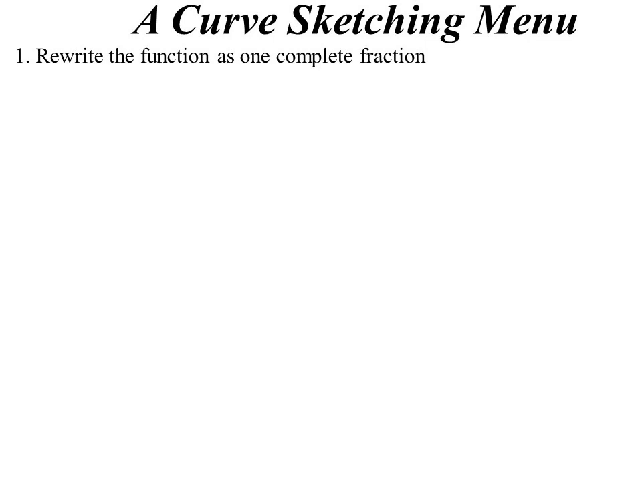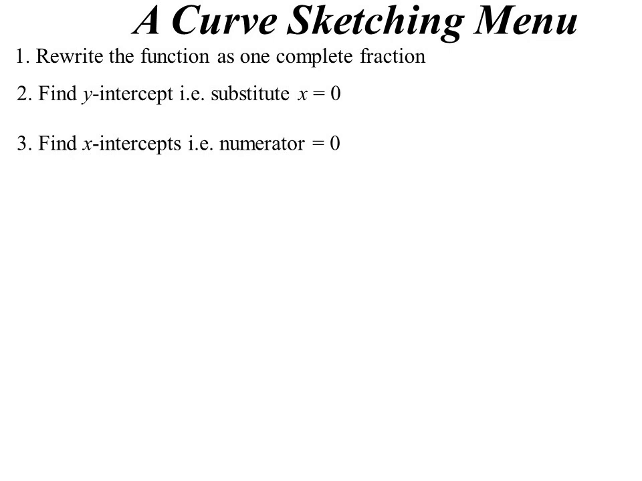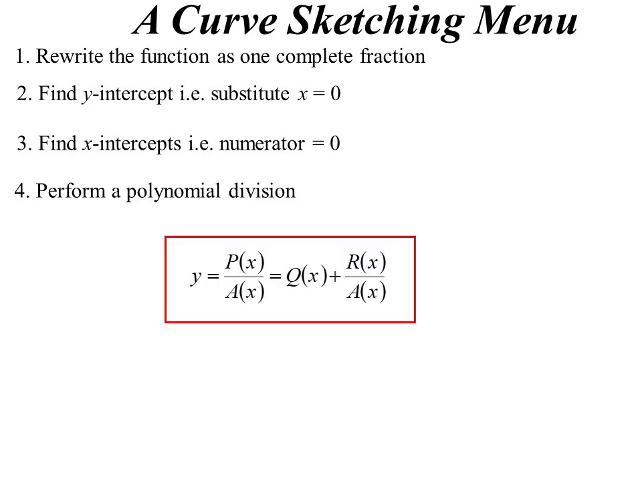So the first thing to do would be to rewrite it as one complete fraction. Find your y-intercepts, they're always easy to find. Sub in x equals 0, what's the answer? X-intercepts, well that's when the numerator equals 0, depending on how they factorise, whether that's easy or hard to find. Do yourself a polynomial division then.